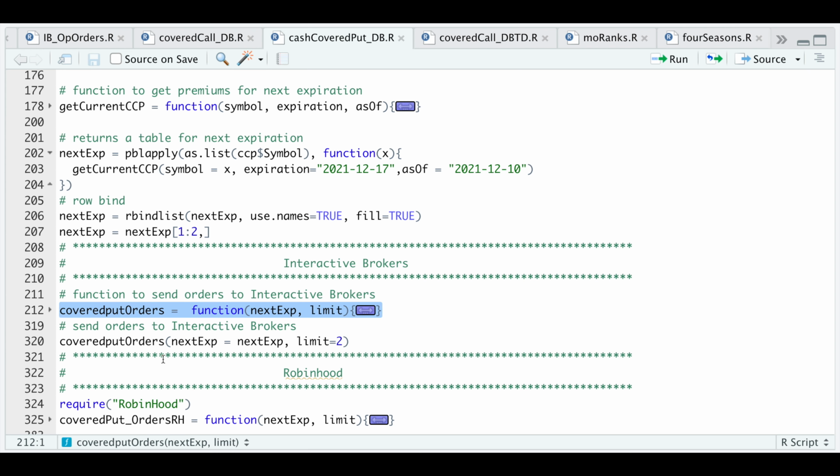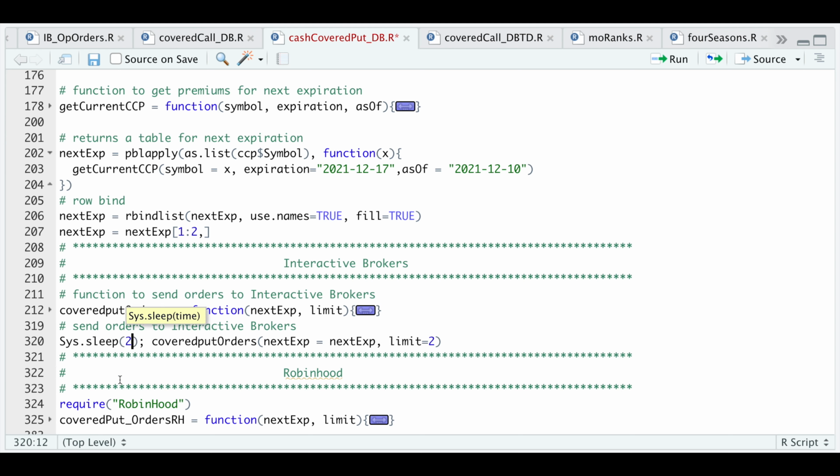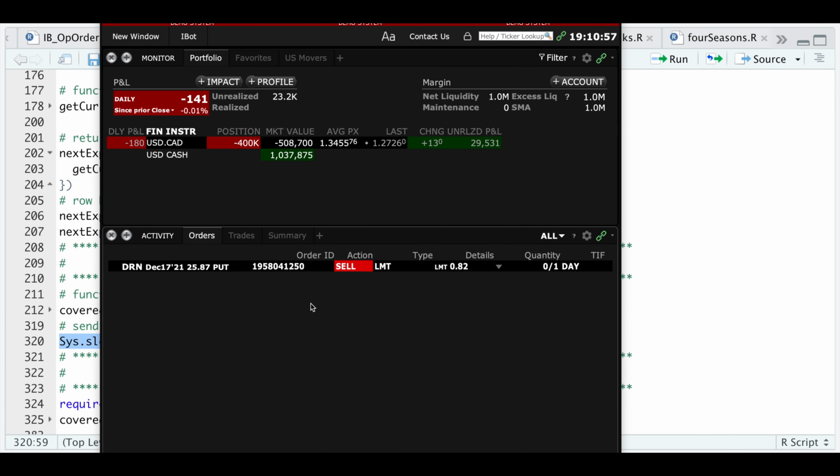So I'll go ahead and send orders to Interactive Brokers, but first I'll put a system sleep for 2 seconds just so that we can see it. And if we go ahead and run it, here our orders are popping up. Alright, so we have two orders on Interactive Brokers.